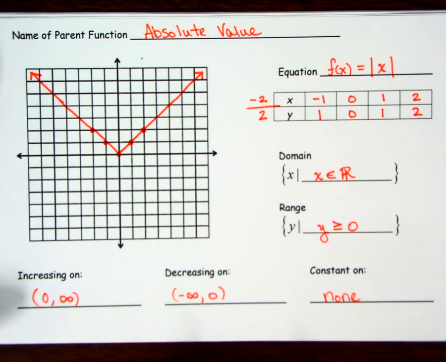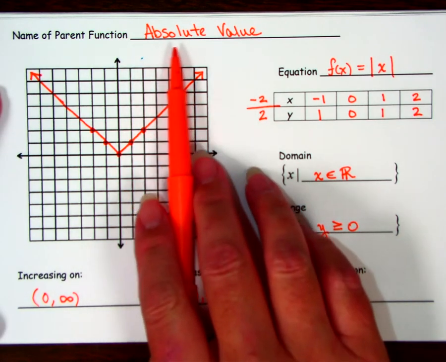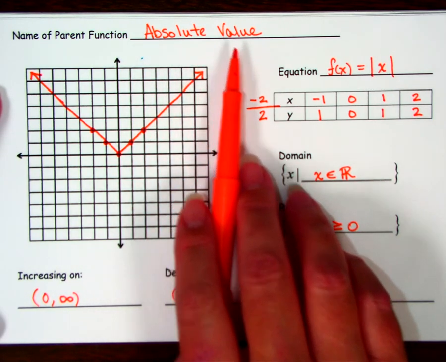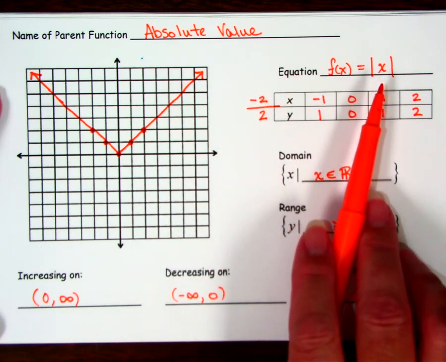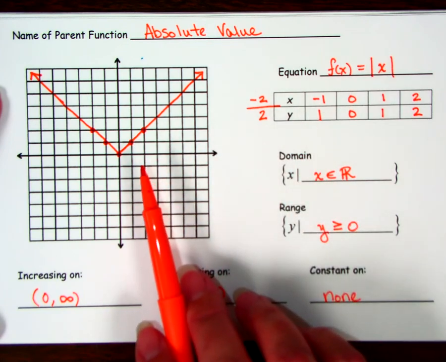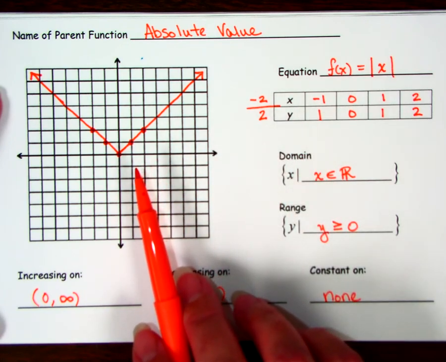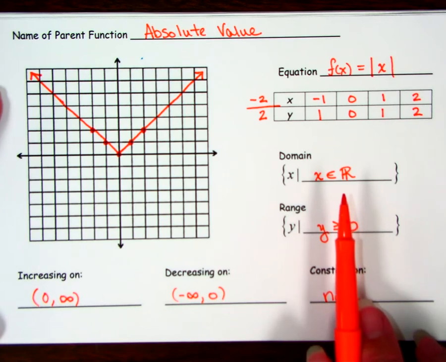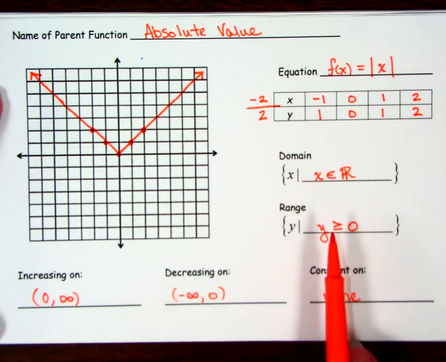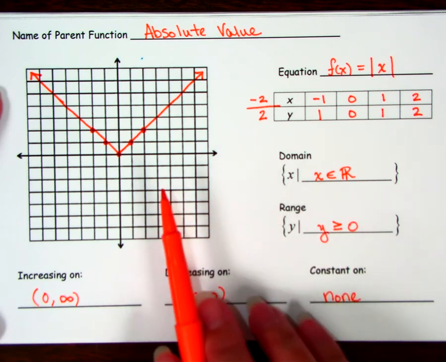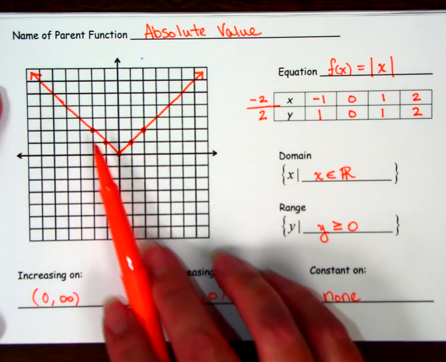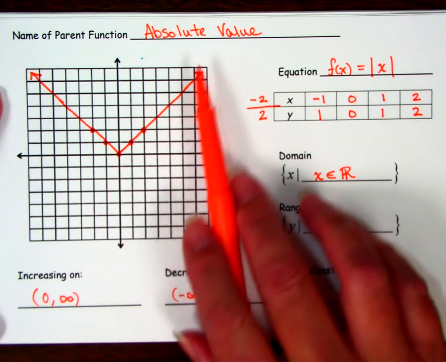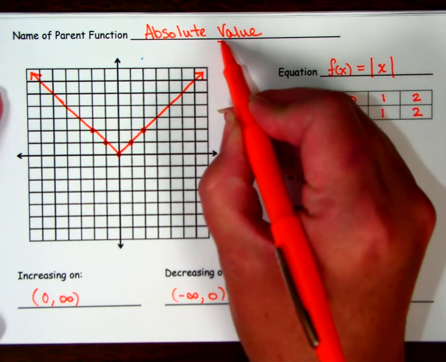The things you need to know about this function: you need to know its name is absolute value. The equation of the function is f of x is equal to the absolute value of x. The graph, the domain, and the range. One thing that helps a lot of students remember that this is the absolute value graph is it kind of makes a V shape. And in the name, there's a V here in absolute value.